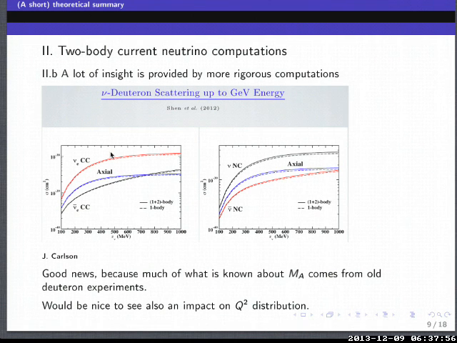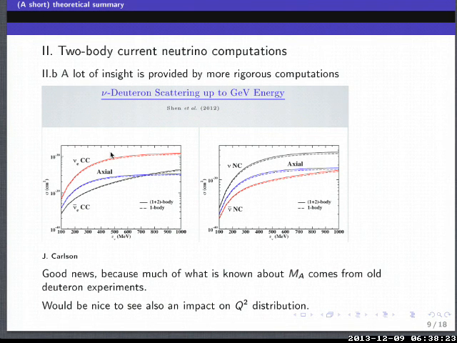So I think these are really good news, because what we know about MA from neutrino experiments comes from neutron experiments. It means that the values of MA which were inferred from those computations can be trusted, up to 5-6% maybe.